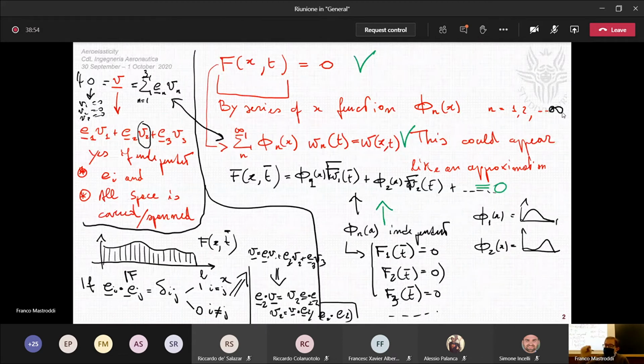In the case these functions are orthogonal, here they are independent only, but if you have the information of orthogonality, then 0 component means 0 projection. And projection is project. This is the symbol of projection. I will define this later, don't worry. Project f as a function of x and t. Project your function on each function phi.